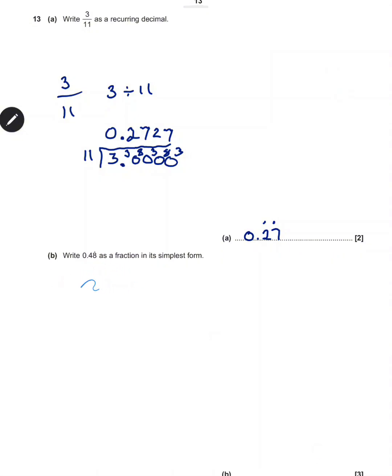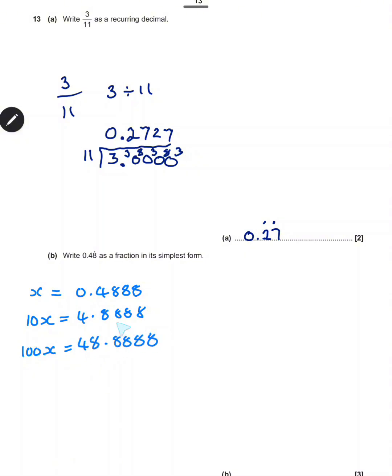Part B, we're writing 0.48 recurring as a fraction in its simplest form. So what we're going to do is just follow this algebraic process. We're going to call x 0.48 recurring. Then we're going to work out 10x, which just moves the digits to the left, 4.8888. And we'll then do 100x, which again moves the digits to the left, 48.8888. And what I'm looking for is this repeating pattern after the decimal point, just 8s in this case. When you've found that, pick these two up, and let's do a subtraction.